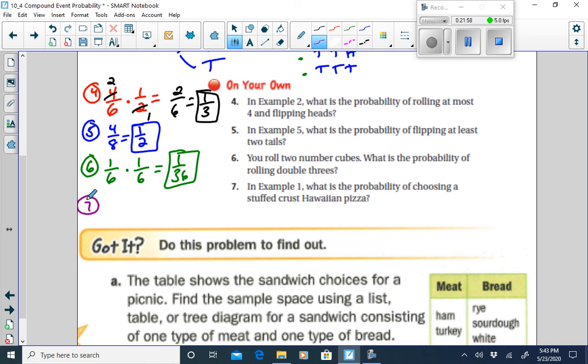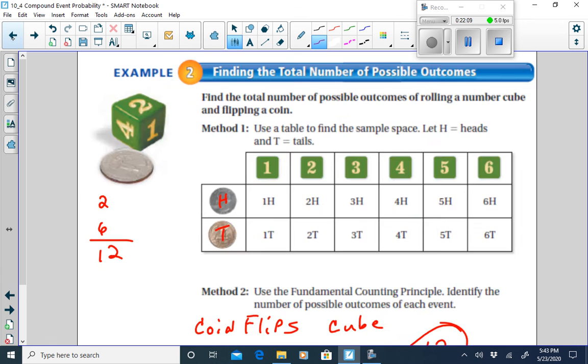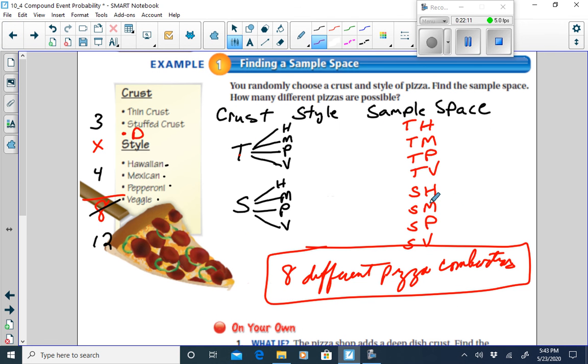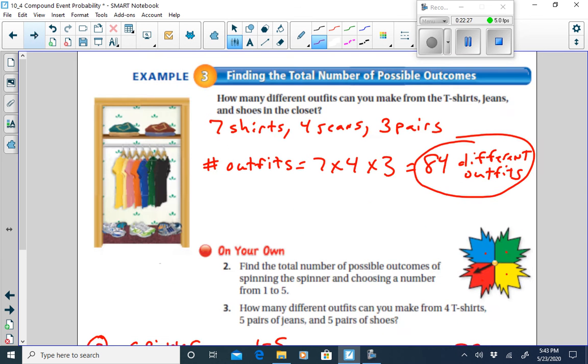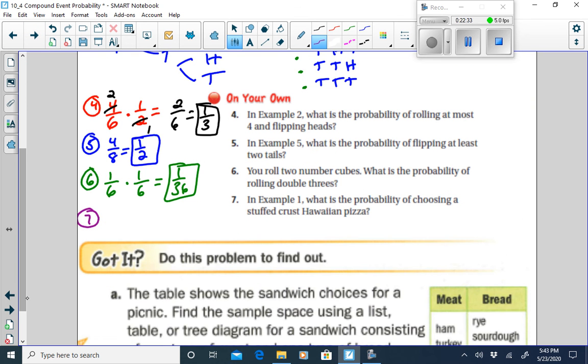Question 7. In example 1, what's the probability of choosing a stuffed crust Hawaiian pizza? Well, we're going to have to go back to question 1. Here's a stuffed crust Hawaiian, right? It looks like there's just one of those 8 outcomes where we have the stuffed crust Hawaiian pizza. So the stuffed Hawaiian is going to be 1 out of 8.